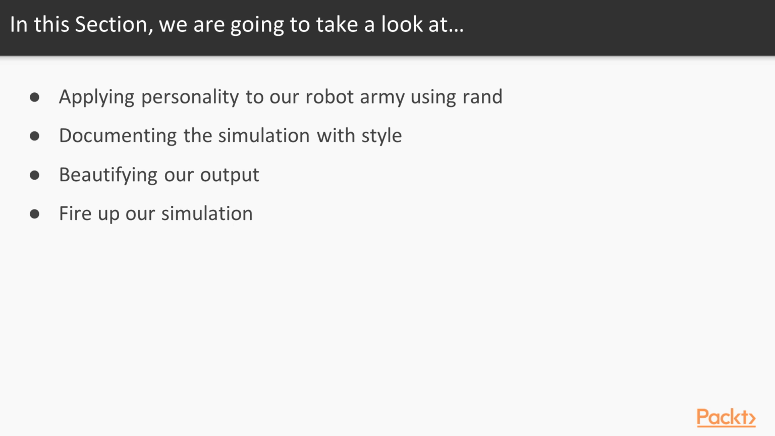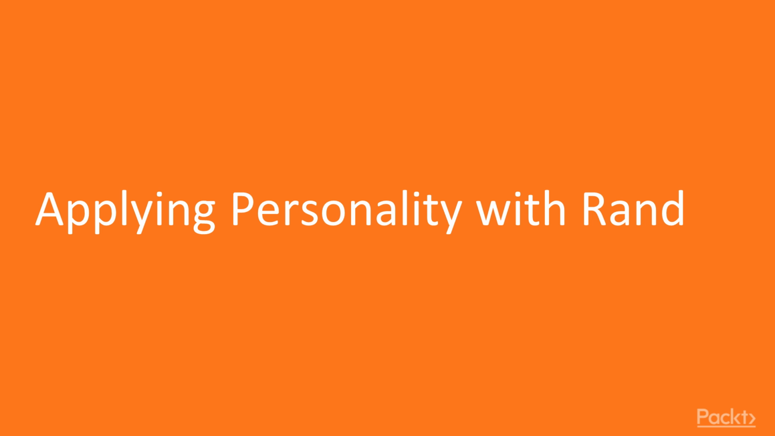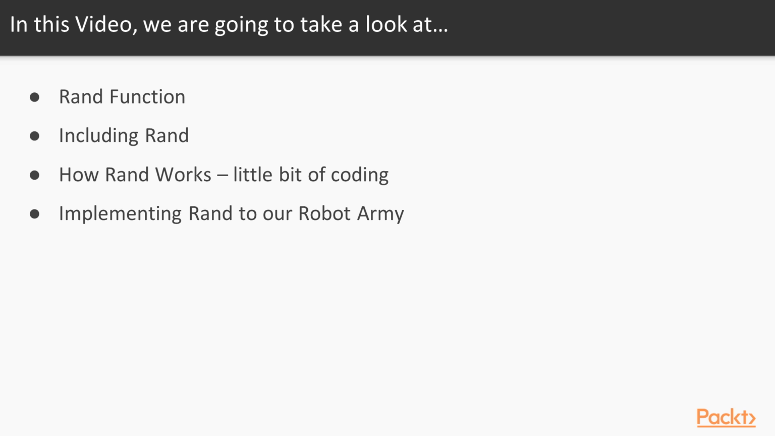Now we move on to the first video of the section, Applying Personality with Rand. We're going to try to build two robot armies with some characteristics. We'll apply some randomness to make our simulation more realistic. We're also going to learn about the rand function in Rust. Also, we're going to try to know its functionality, then include rand with our Rust to see how it works. Finally, we're going to implement rand to our robot army to instantiate some characteristics of the robot army.